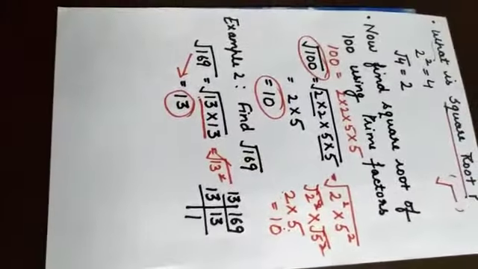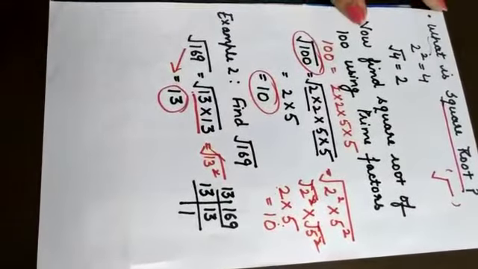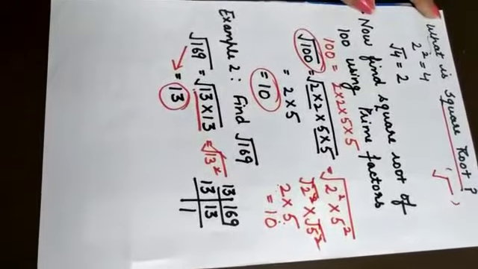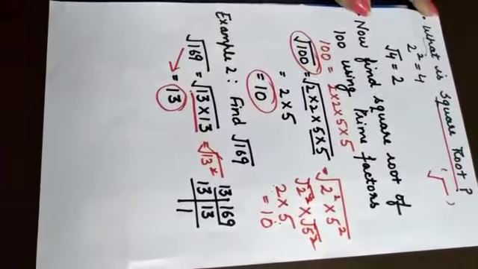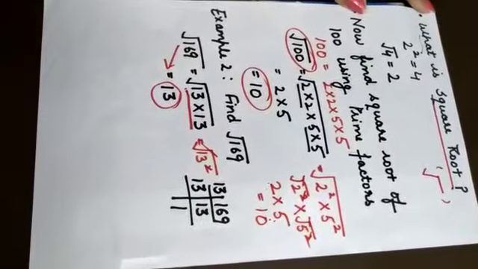So, this was the first method of finding the square root using the method of prime factorization. In the upcoming videos, I'll be discussing more methods of finding square roots.